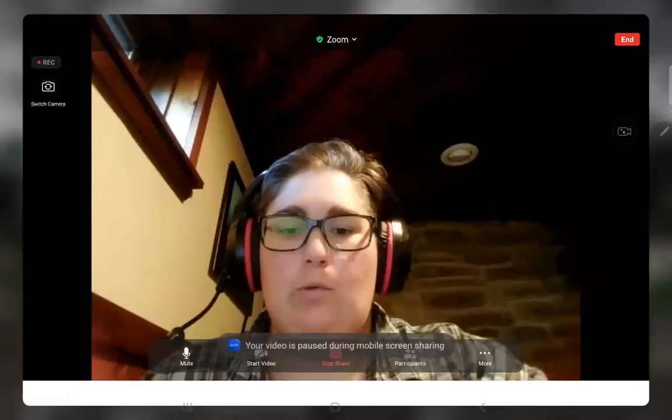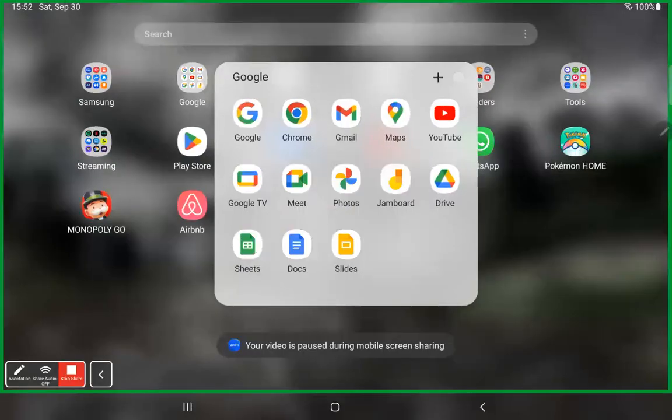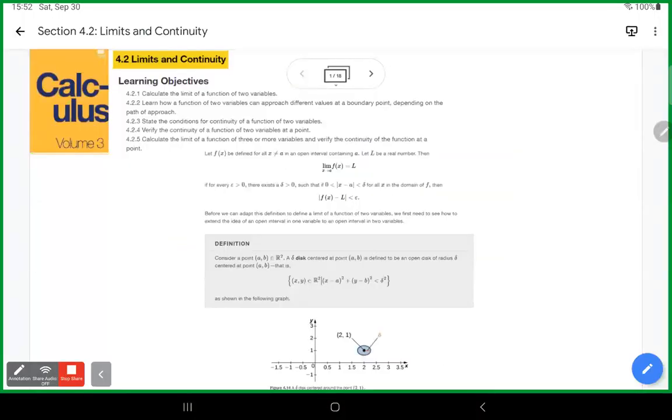Okay, so we're going to now work on lesson 4.2, which is limits and continuity. All right, so there's actually a lot more note-taking in this one than there is necessarily in examples. There aren't that many examples. Luckily, we do have 2 extra slides to play with if we need them. So let's dive into it.